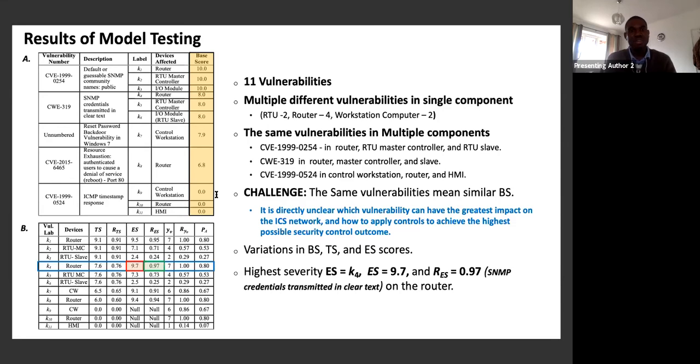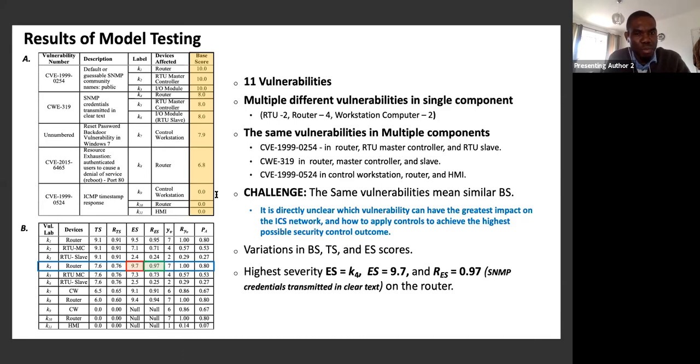Now, we also noted that there are variations in the BS. So BS is the base score, TS is the temporal score, and ES is the environmental score. If we look at table A, the one that is highlighted a little bit in red and amber, we see that the base scores are highlighted there, and the first 3, K1, K2, K3, had the same base score. And so if we had a bigger network, the possibility is there that there are going to be other devices that will have the same vulnerability. So we will have a problem of, in terms of the resources we have, how do we go about applying the best control that maximizes our results, given the resources we've got?